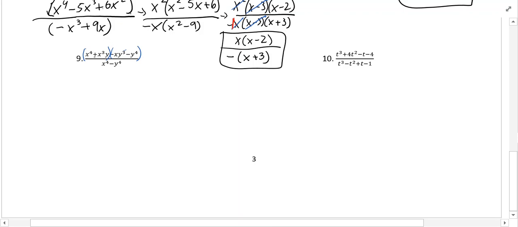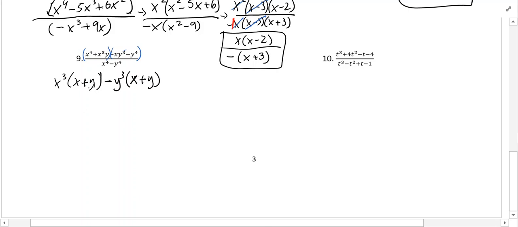So if you look here at x to the 4th plus x cubed y, they do have a GCF that I can factor out there. The GCF is an x to the 3rd. So when I factor that x to the 3rd out, I'm left with x plus y. On this right-hand side, in the second set of parentheses, they do also have a GCF. It's a negative y to the 3rd. So I'm going to factor out that negative y to the 3rd. So when I do that, I'm left with x plus y.